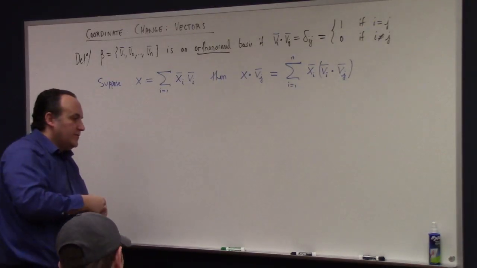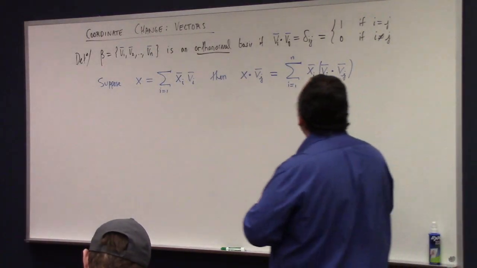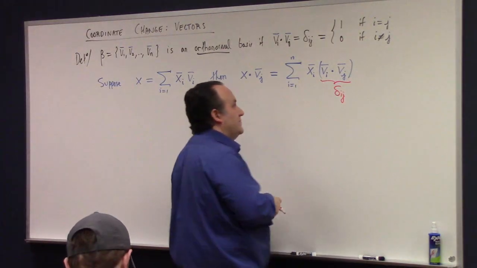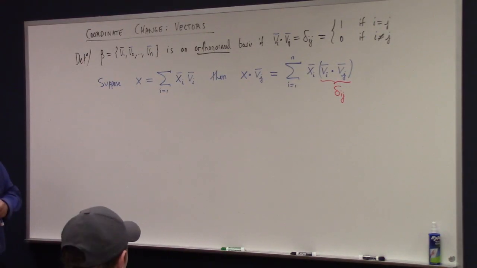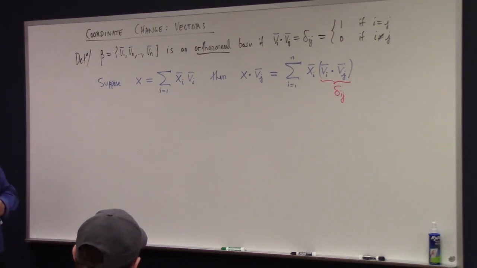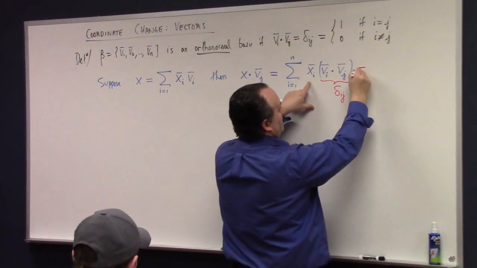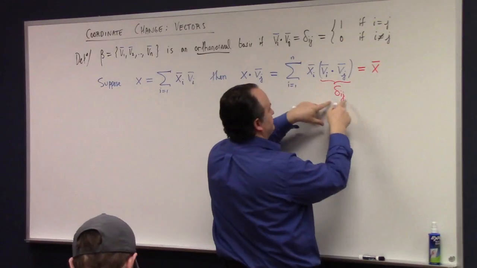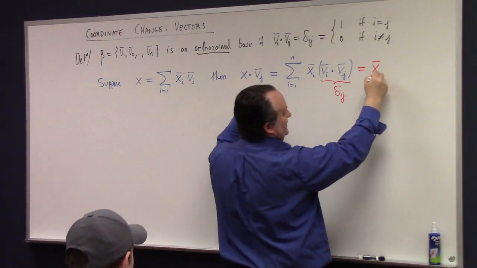But by assumption, this is an orthonormal basis. So the dot product of v i and v j is simply the Kronecker delta ij. This Kronecker delta is the natural enemy of the finite sum. It's almost always 0, right? Except when it's not. Where is it not? It's not 0 just for i equal to j. So n minus 1 of those terms are sent to 0. The only thing that remains is what? x bar what? j is free here, so we have to keep j, i equals j, so we just get x bar j. That's it.